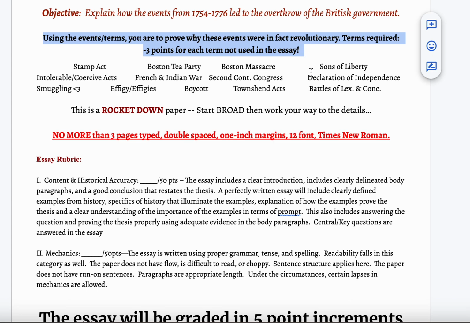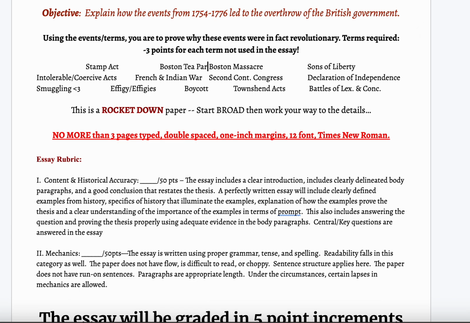They have to be in your essay. If they're not, minus 3 points for each thing forgotten. Mr. Barry, there's a lot of stuff. Yeah, I'm aware. You must have the Stamp Act, the Boston Tea Party. Hold on, let's have some fun here for a second.